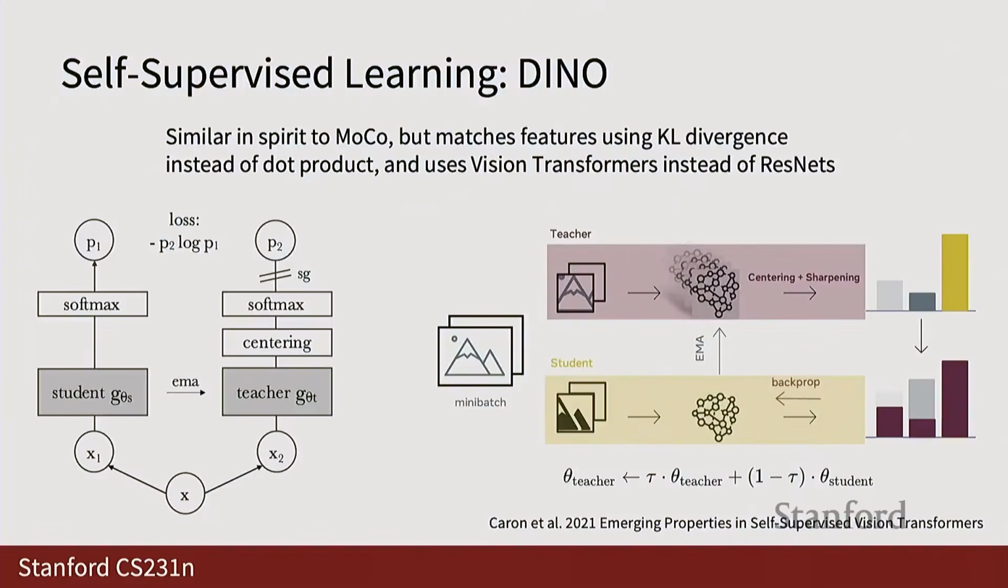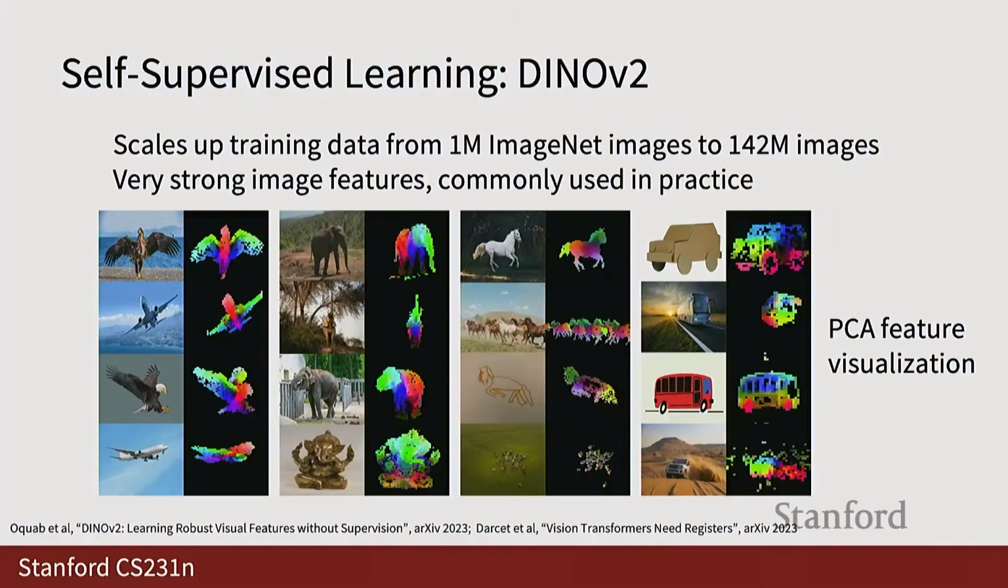Another one that you should be aware of is called DINO. Again, the idea is very similar. It uses this similar sort of momentum encoder, this dual encoder, a normal encoder that's learned via gradient descent, and a momentum encoder just as in MoCo. But the loss is a little bit different. Instead of using softmax, they use some kind of KL divergence loss. And the reason I'm mentioning this one is because you should be aware of the existence of DINO v2, even if we don't talk about exactly what it does.